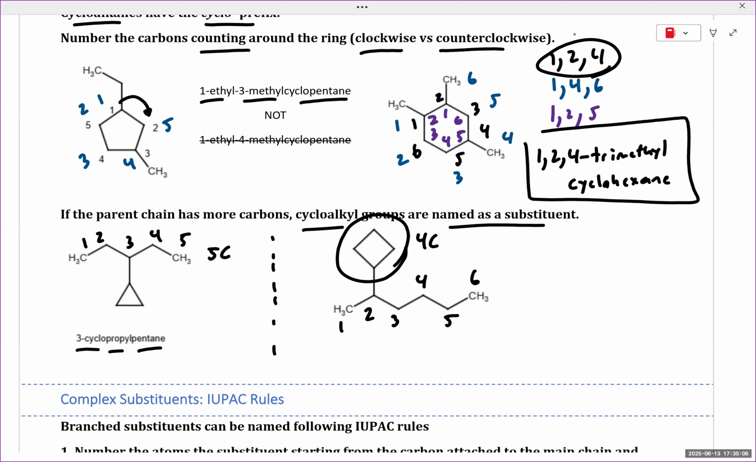In this case, we'd name this as 2-cyclobutyl: cyclo, ring, butyl, 4 carbons, and then hexane for the main chain. So 2-cyclobutylhexane.